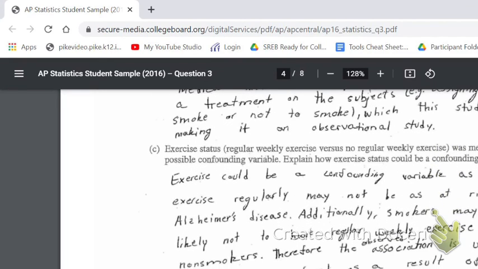Exercise could be a confounding variable, as those who exercise regularly may not be as at risk for Alzheimer's disease. Additionally, smokers may be more likely to not have regular weekly exercise compared to non-smokers. Therefore, the observed association is unknown to have been produced as a result of smoking or a lack of weekly exercise, making exercise status a potentially confounding variable. Did they make a relationship to both the explanatory and the response? Yes. They received essentially correct on all 3 sections, and so they scored a 4 out of 4 on this one.